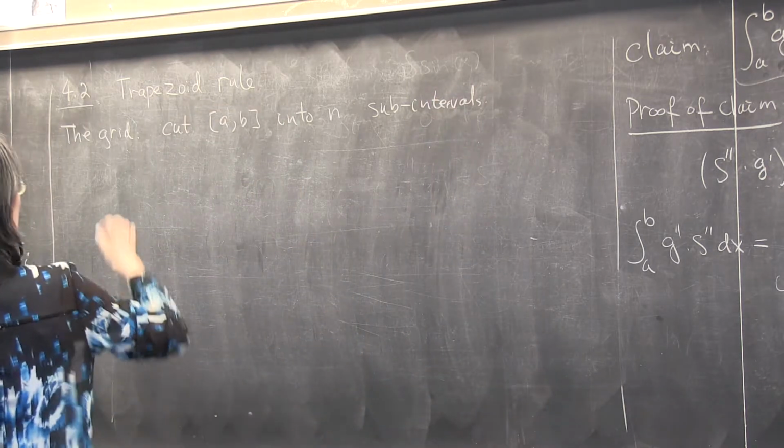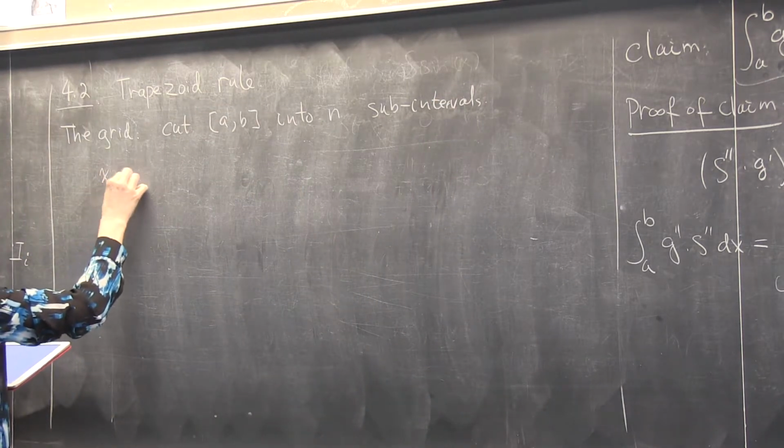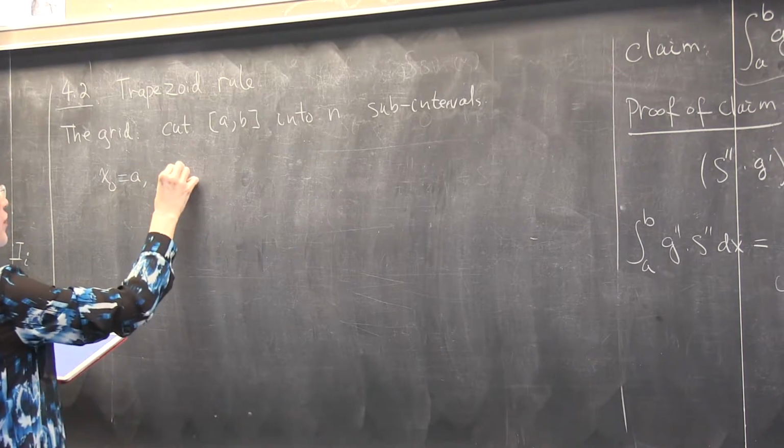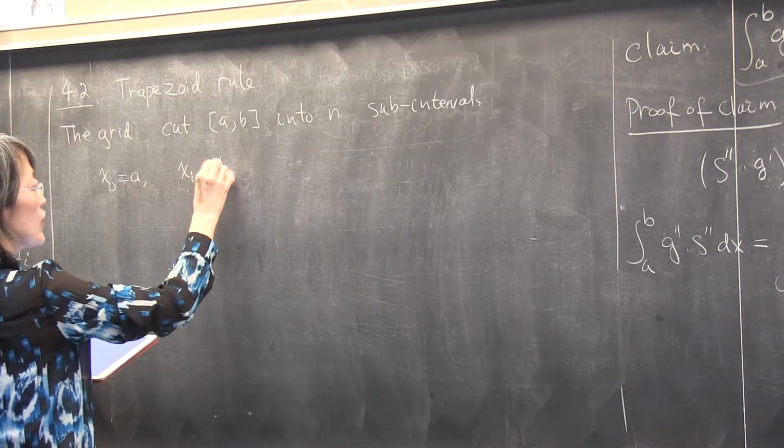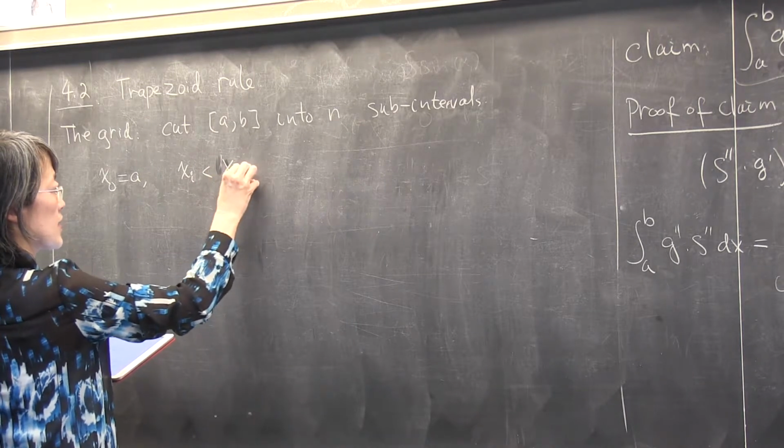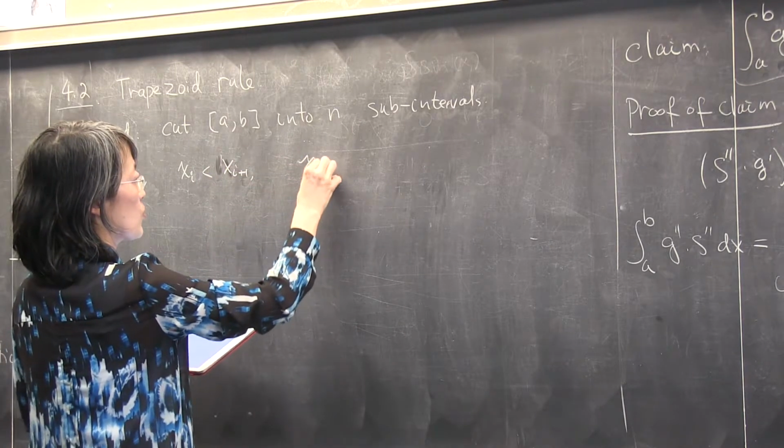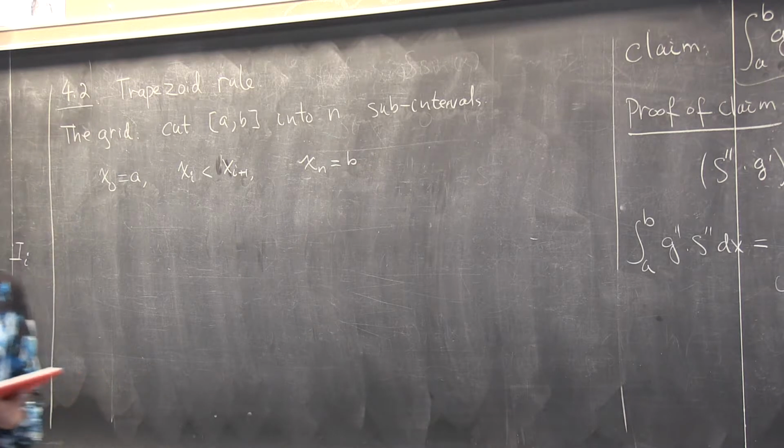Okay, so like this. x0 equals A, and in between it's sorted, so xi is less than xi plus 1, and the last one, xn, equals B. All right?